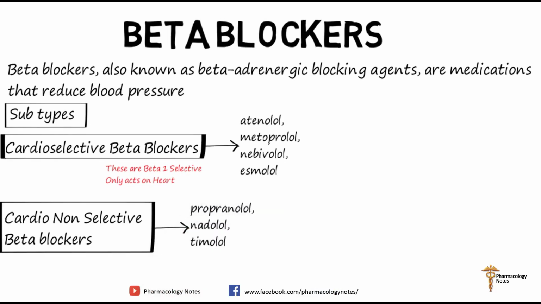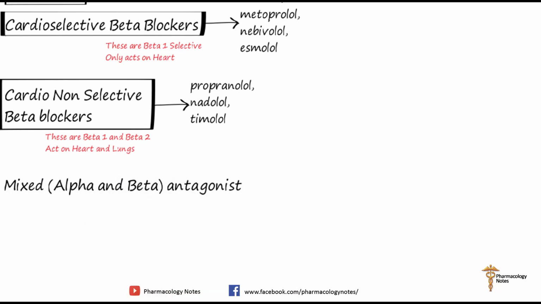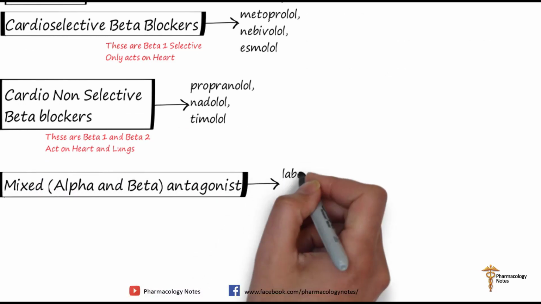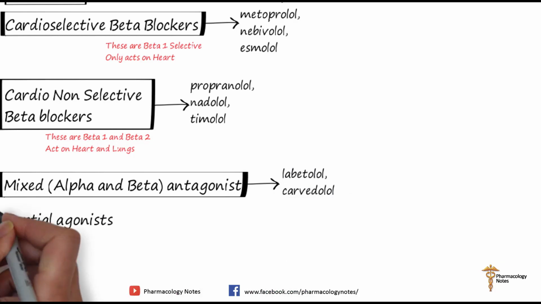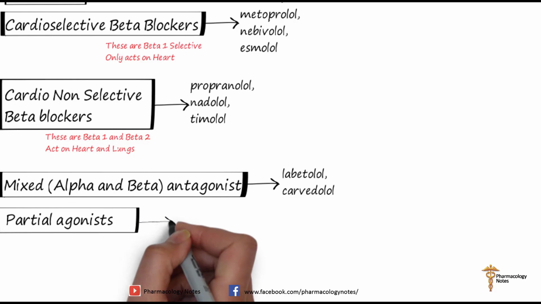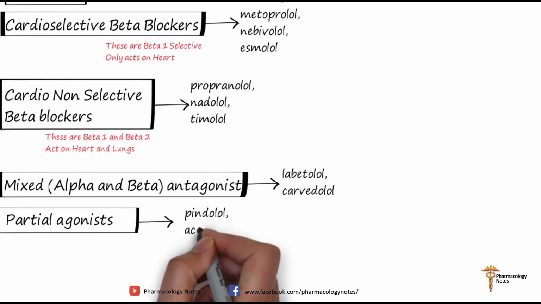They include propranolol, nadolol, and mixed alpha and beta antagonists like labetalol and carvedilol. There is another category, partial agonists like pindolol and acebutolol. They stimulate mildly when the receptor is inactive and inhibit when the receptor is active. Okay.